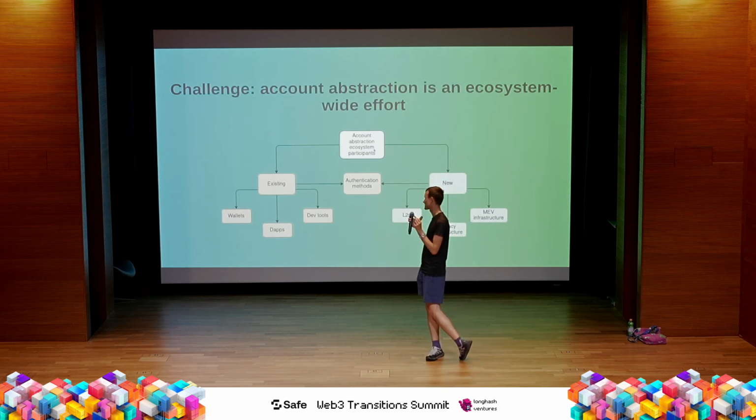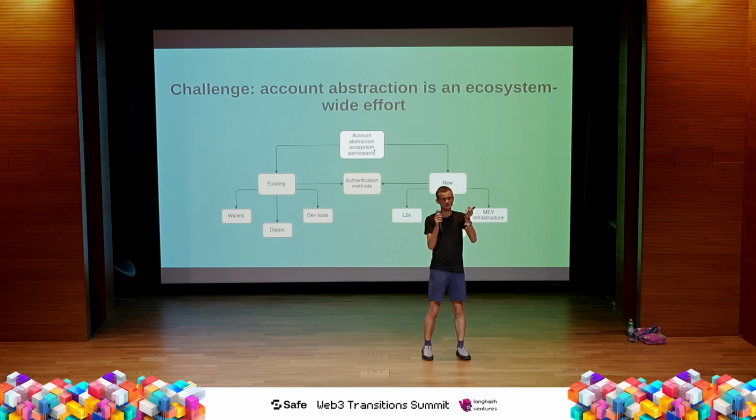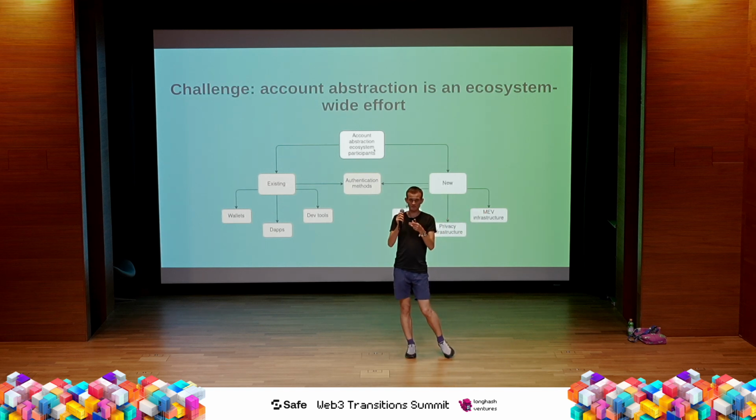Now, new participants, so layer twos. One of the big themes I talked about in my post on the 3 transitions is basically that there's an extra challenge in doing some of the really challenging things that we want to do with account abstraction at the same time as supporting many layer twos.